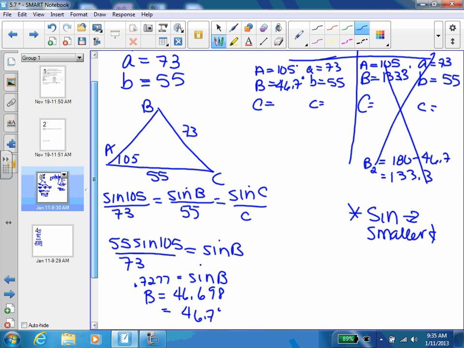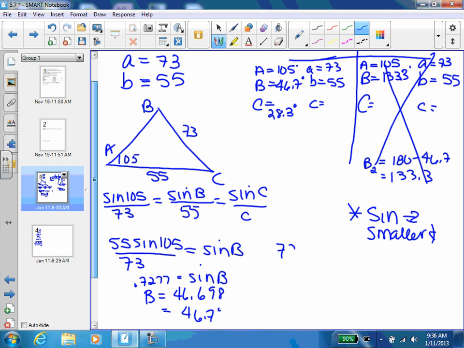All right, so that means C in case 1 is going to equal 180 minus 105 minus 46.7, which is... I did this wrong. What's it supposed to be? Don't forget your little degrees symbol. And then to figure out side C, this is just basically from yesterday.